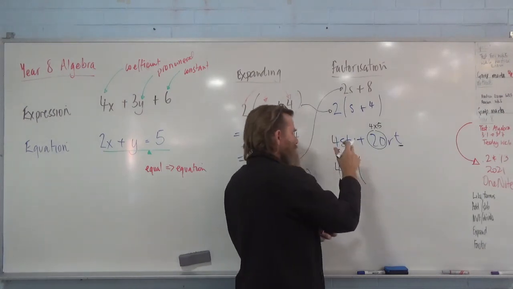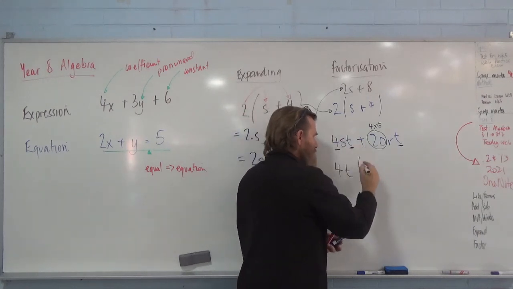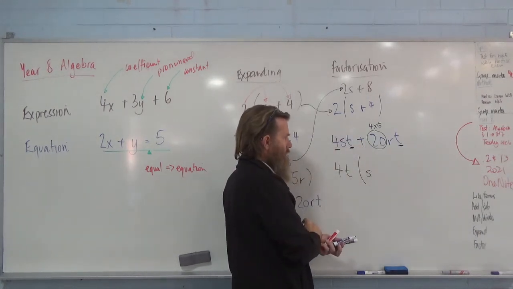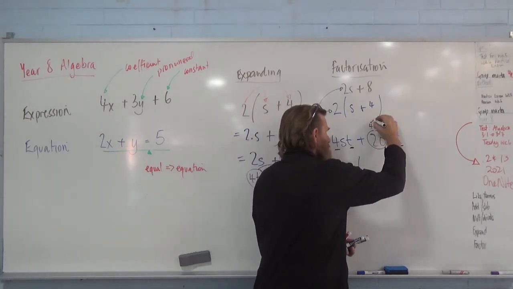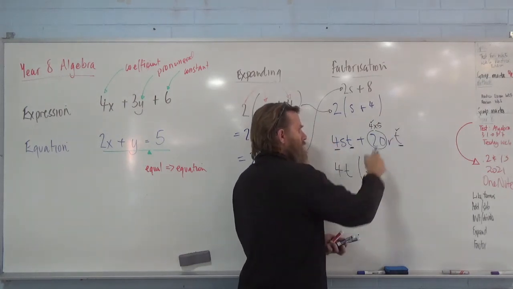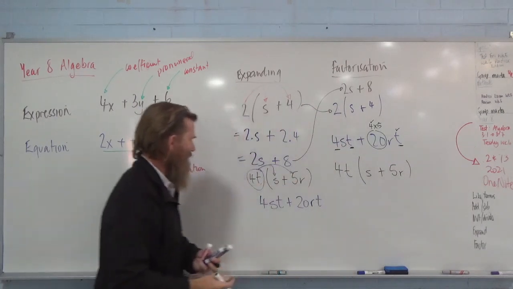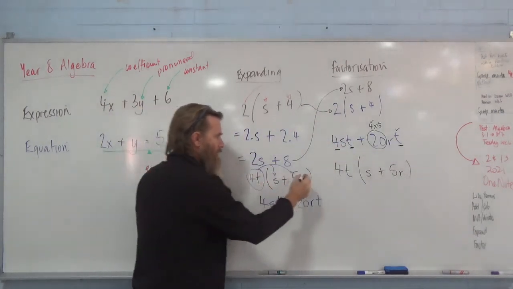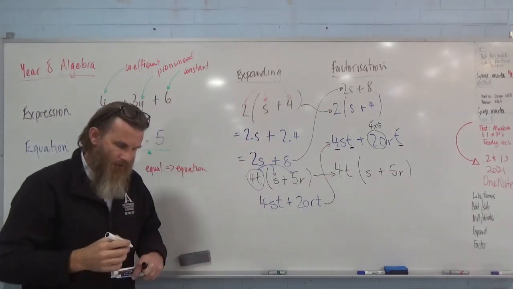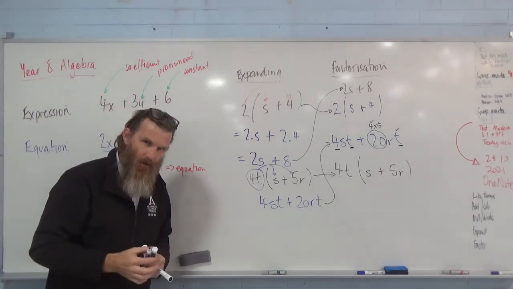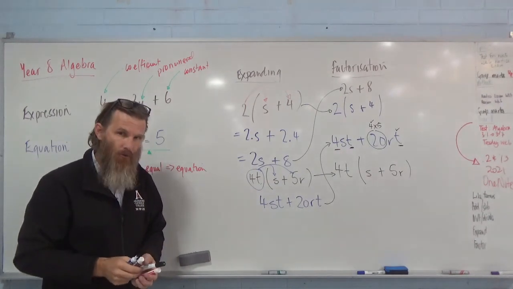4t brackets. What have I got to multiply 4t by to get 4st? It would be s. What have I got to multiply 4t by to get here? Well, I've already got the 4 and I've got the t. So I only need 5r. And then hopefully, look, here's the question. That became my answer. Here's the answer. That was the question. So factorising and expanding are the reverse processes. If you can understand one, you can do the other.